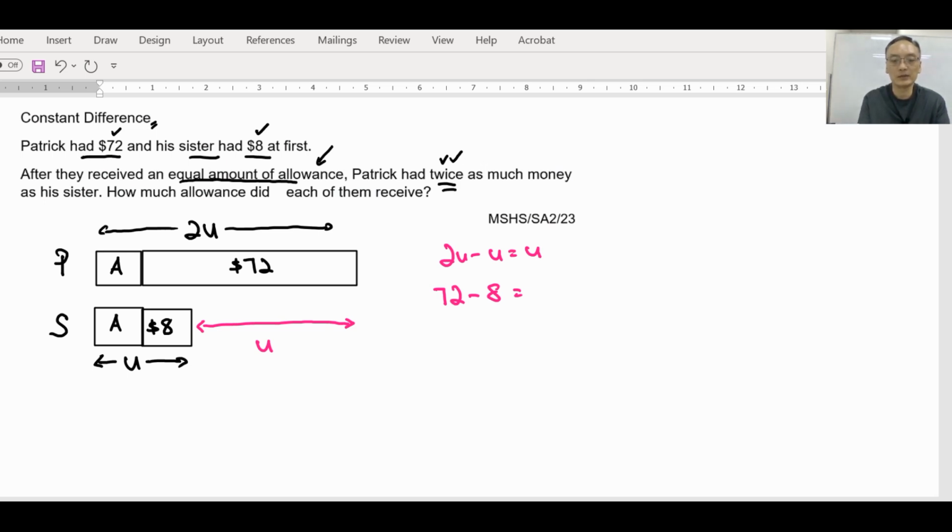So we know that 72 minus 8 will give us 64. So therefore we know that 1 unit is equal to 64. Next, we will use the sister's model to calculate the value of the allowance given to each of them. We know that 1 unit is 64.